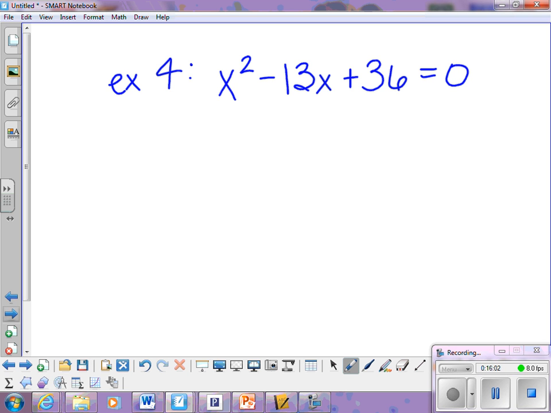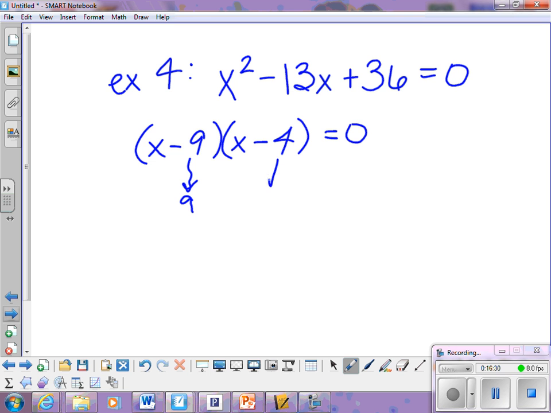Okay. Could you factor this? I could, couldn't I? Okay. If I factored it, what would my factors be? I want two numbers that will multiply to give me 36, but add to give me 13. 9 and 4. Good girl. Okay. So when you set those equal to 0, this just becomes what? 9, and this becomes a positive 4. So my roots are 4 and 9. Right? Okay.